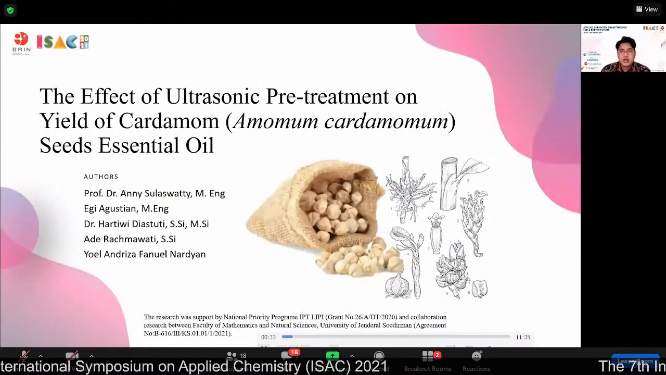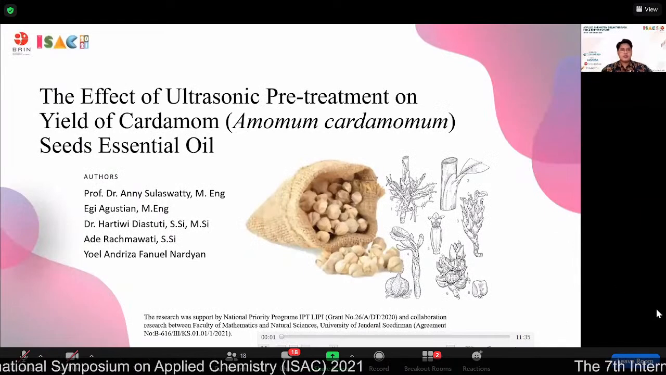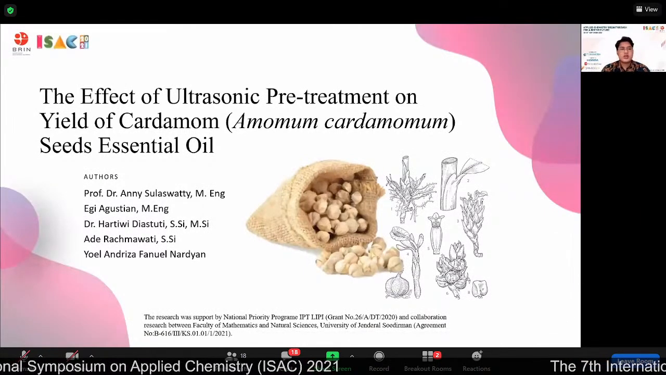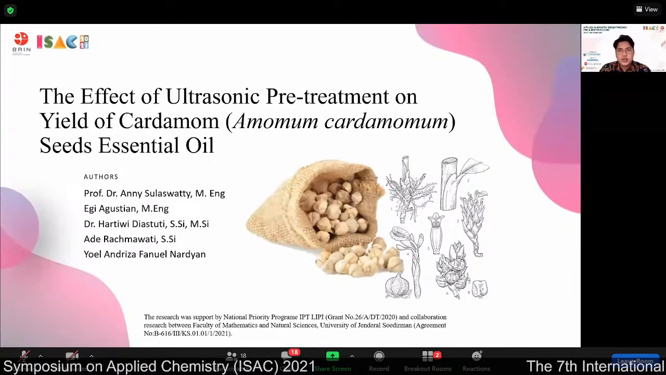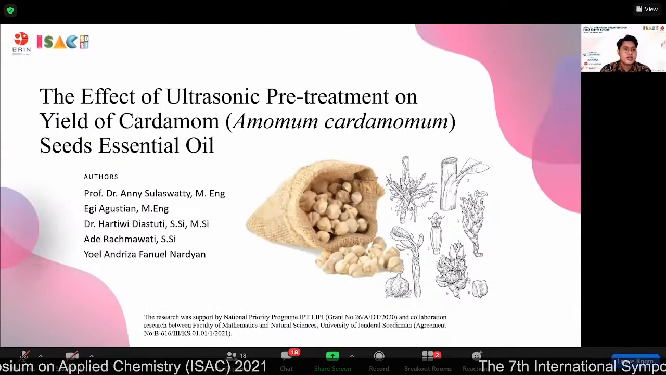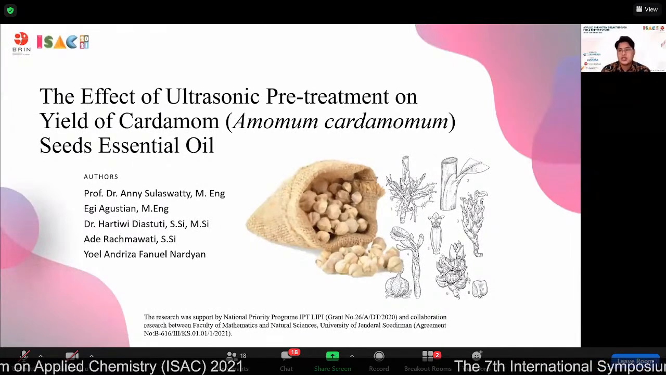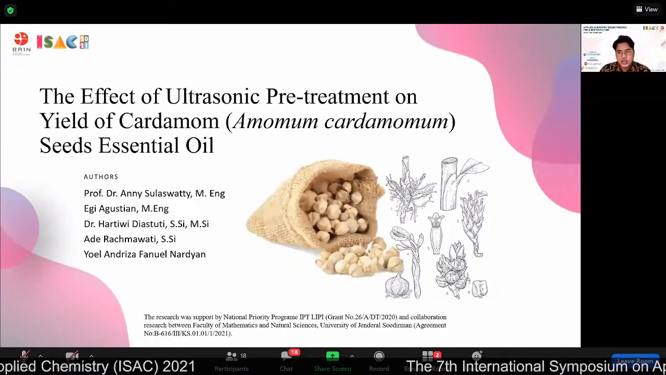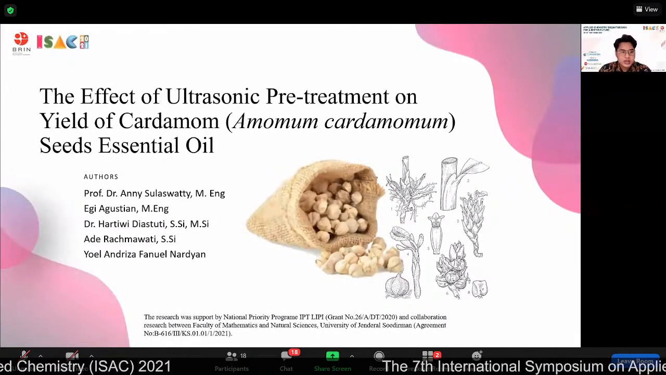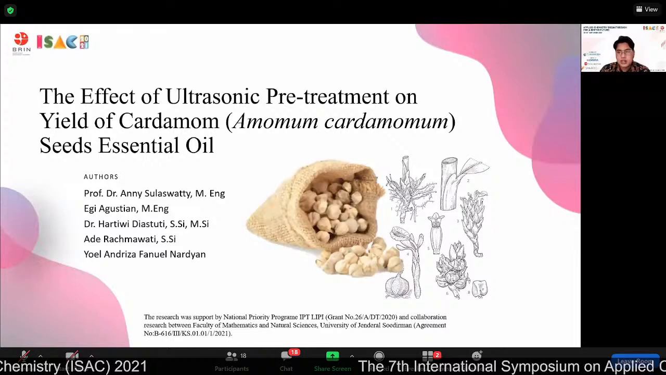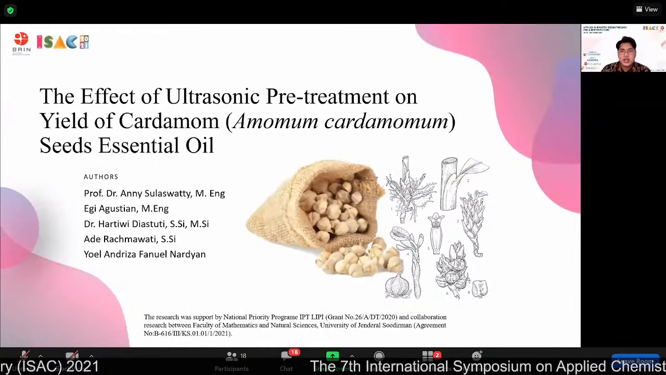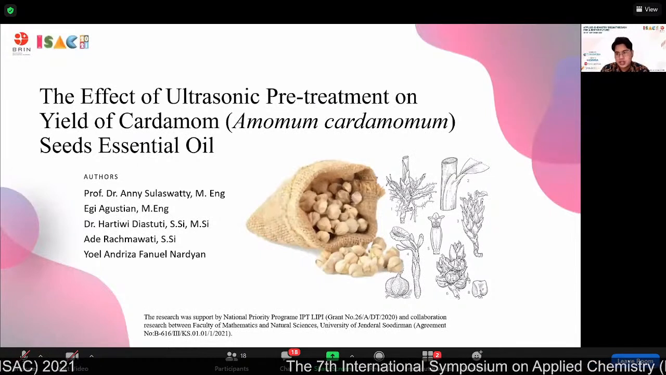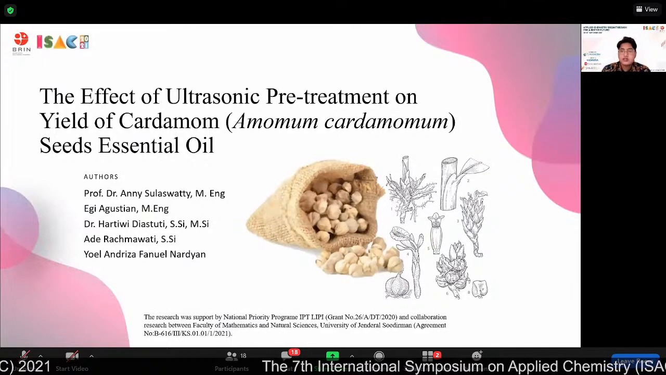Program LIPI and collaboration research. Good afternoon, ladies and gentlemen. Let me introduce myself. My name is Yohan Andrisa, and this time I will present the result of our research entitled The Effect of Ultrasonic Pretreatment on Yield of Cardamom Seeds Essential Oil. Our team consists of Professor Dr. Anis Laswati, Mr. Egi Agustian, Dr. Hartiwidya Stuti, Ms. Ade Rahmawati, and myself. The research was supported by National Priority Program LIPI and collaboration research with Faculty of Mathematics and Natural Science, University of Jenderal Sudirman.